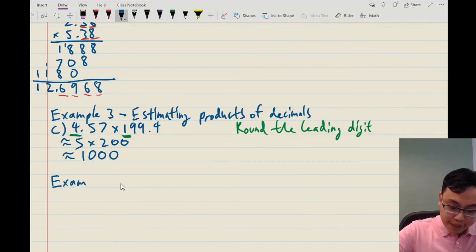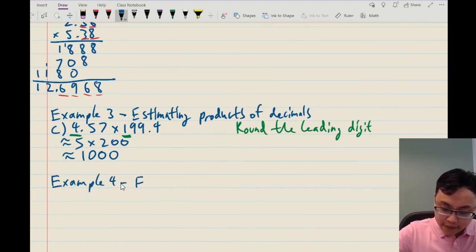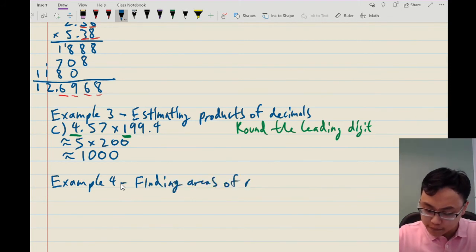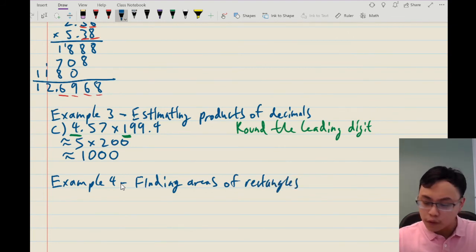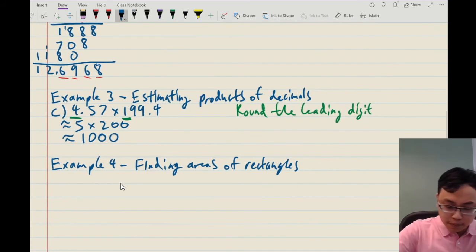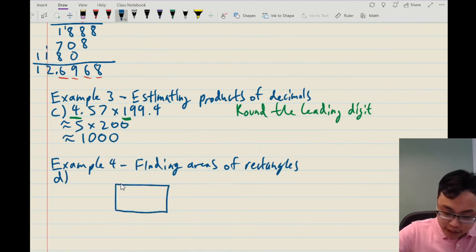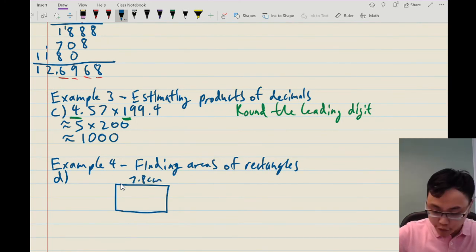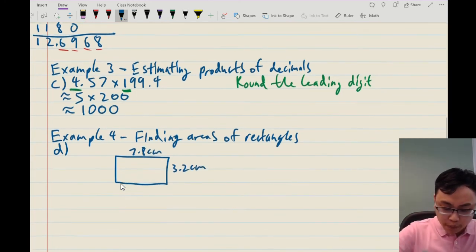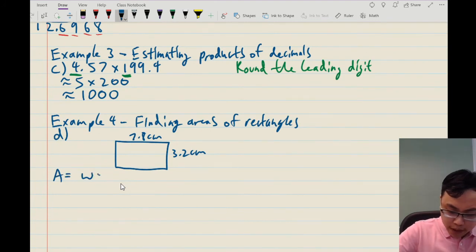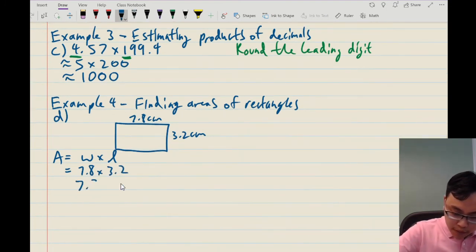So last example, example 4 will be finding areas of rectangles. And so, of course, this will include decimals as well. So D, we have the rectangle over here, which is 7.8 cm by 3.2 cm. And so what we want to do, the area is equal to the width times the length. I'm actually going to write this out. And so that is equal to 7.8 times 3.2. And I'm going to show my working out by long multiplication directly.